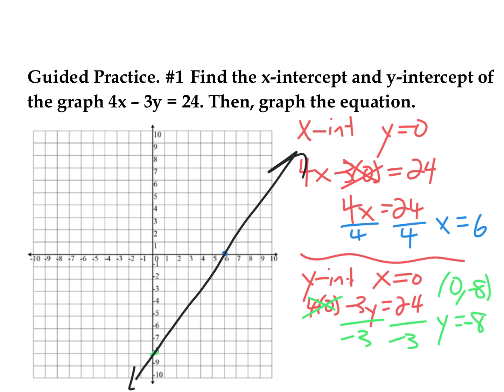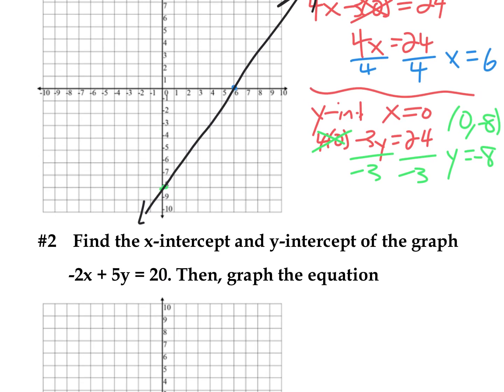Okay? Anytime I have 2 points, I can draw a line through them. And if I can find those intercepts, those will be 2 points I can use to show what the graph for this equation would look like. So that would be the graph for this equation right here, using the intercepts. Plug a 0 in for one value to find the other intercept.